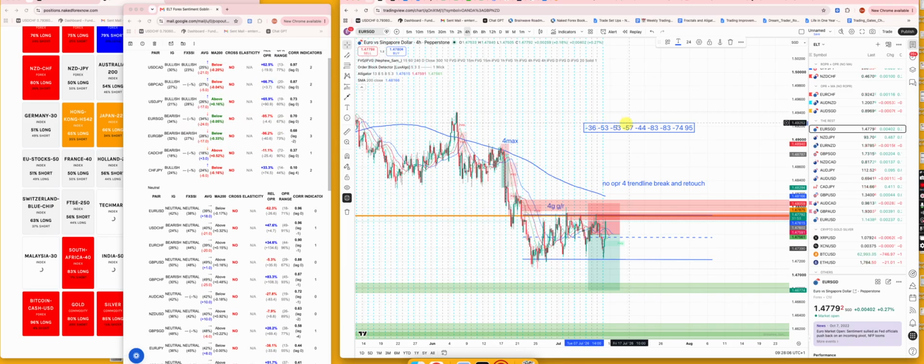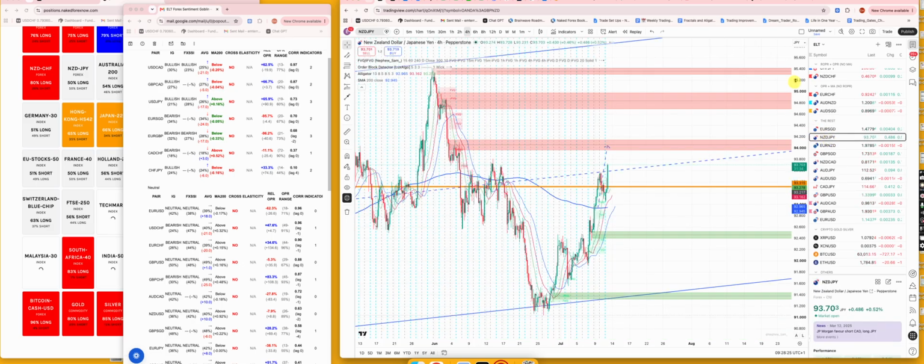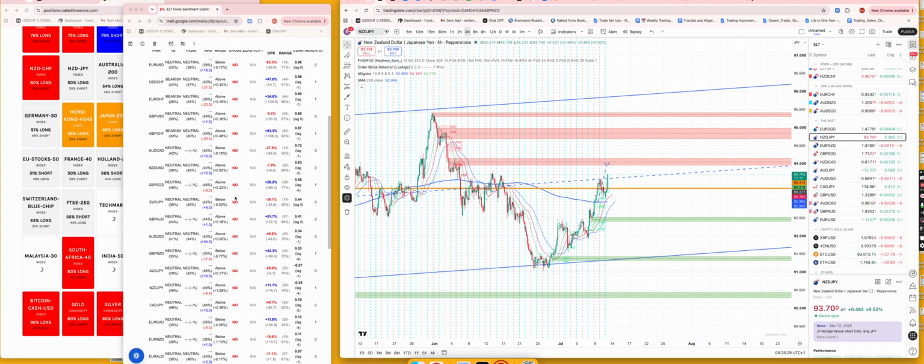Minus 95. I think that could be confusing, so I'm just going to put a minus in there. So it's very, very bearish on the relative open position ratios. Maybe, yeah, I think that's probably why I put a notional trade on it. But Kiwi yen.